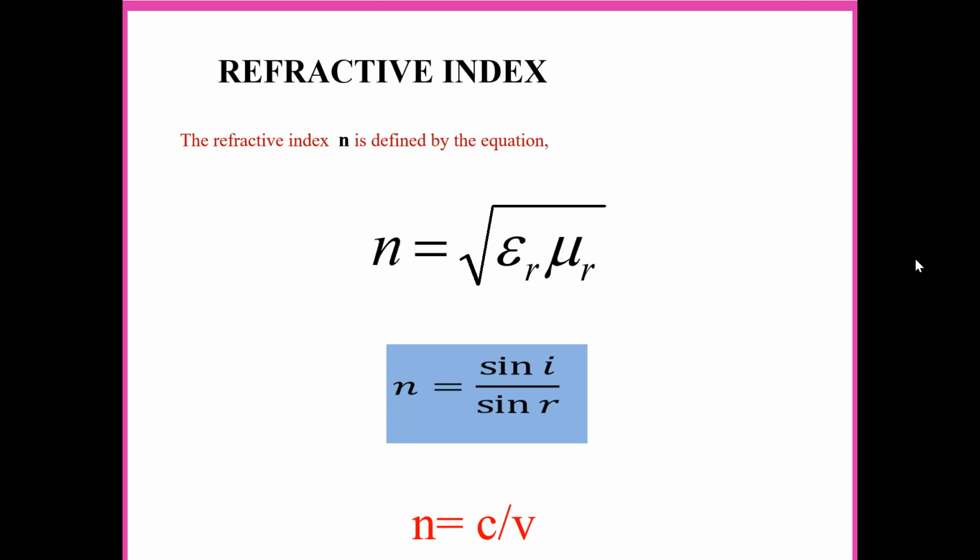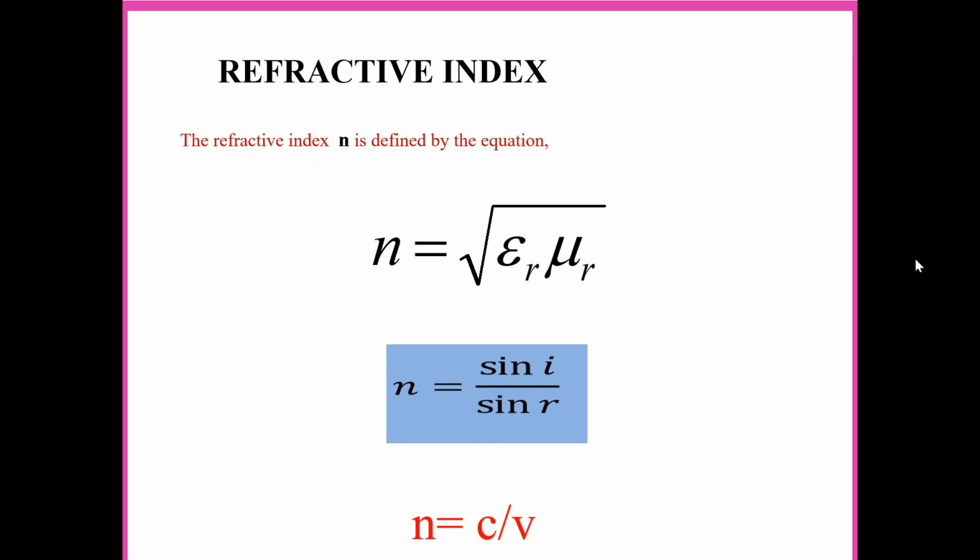Actually, the photonic crystal is based on the refractive index of the medium. The refractive index we can define in many ways. It is the nature of the substance. We can express it in terms of permittivity and permeability, which are the key parameters of all substances. The square root of epsilon_r mu_r gives the refractive index. We can also define it using Snell's law, n equals sin i by sin r. The angle of incidence and the angle of refraction are also based on the refractive index.